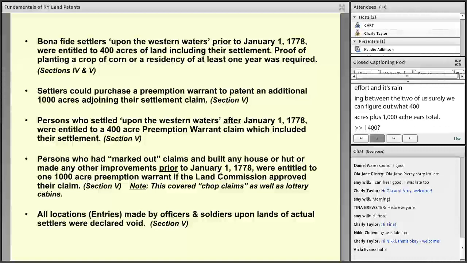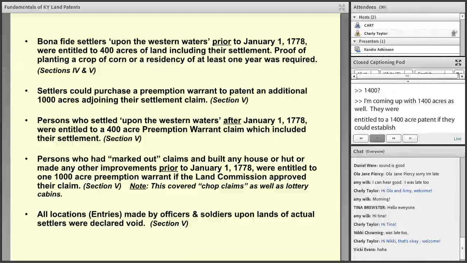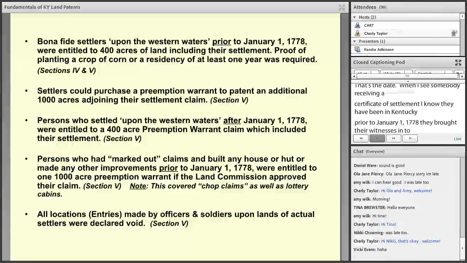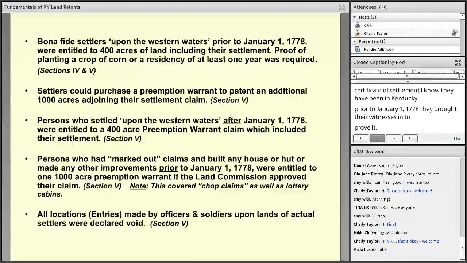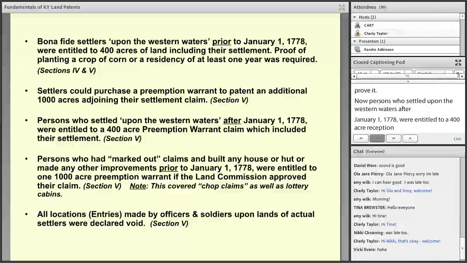So they were entitled to a 1,400 acre patent if they could establish residency in Kentucky County prior to January 1st, 1778. That's the date. When I see somebody receiving a certificate of settlement, I know they have been in Kentucky prior to January 1, 1778, and they brought their witnesses in to prove it. Now, persons who settled upon the western waters after January 1, 1778 were entitled to a 400-acre preemption warrant claim, which included their settlement.